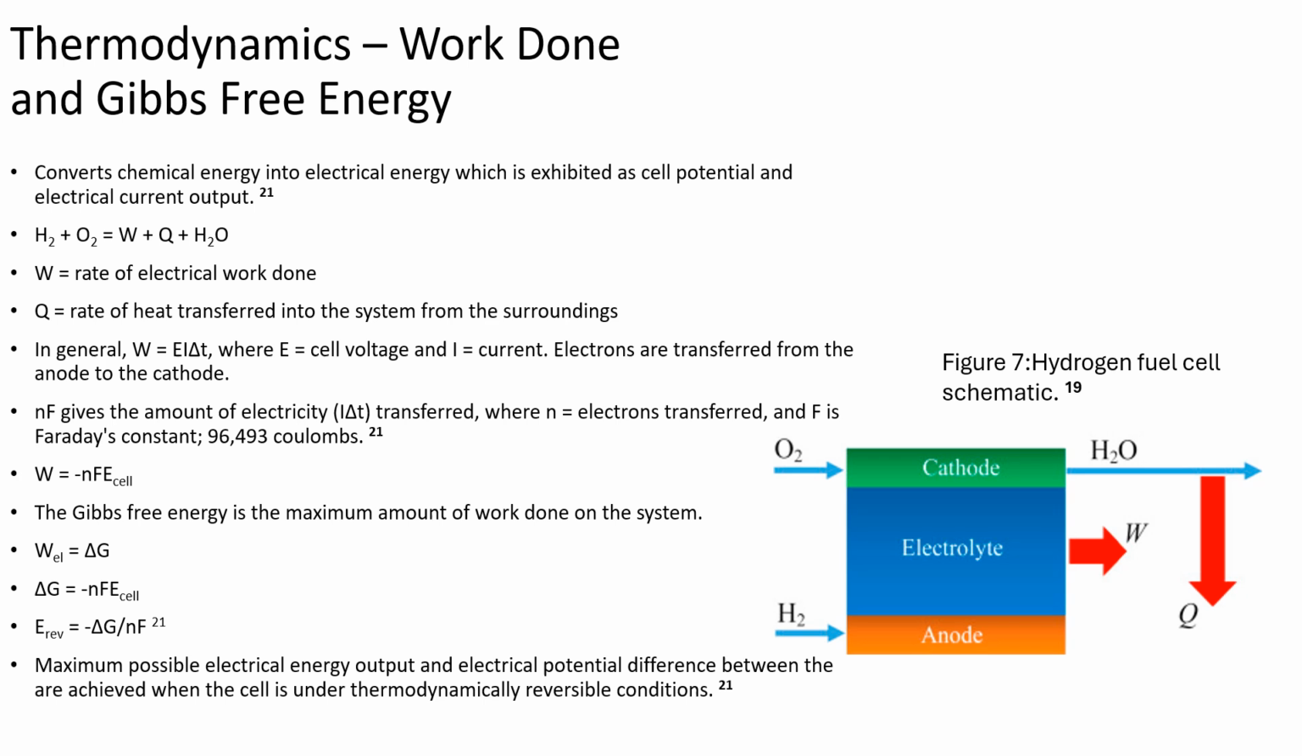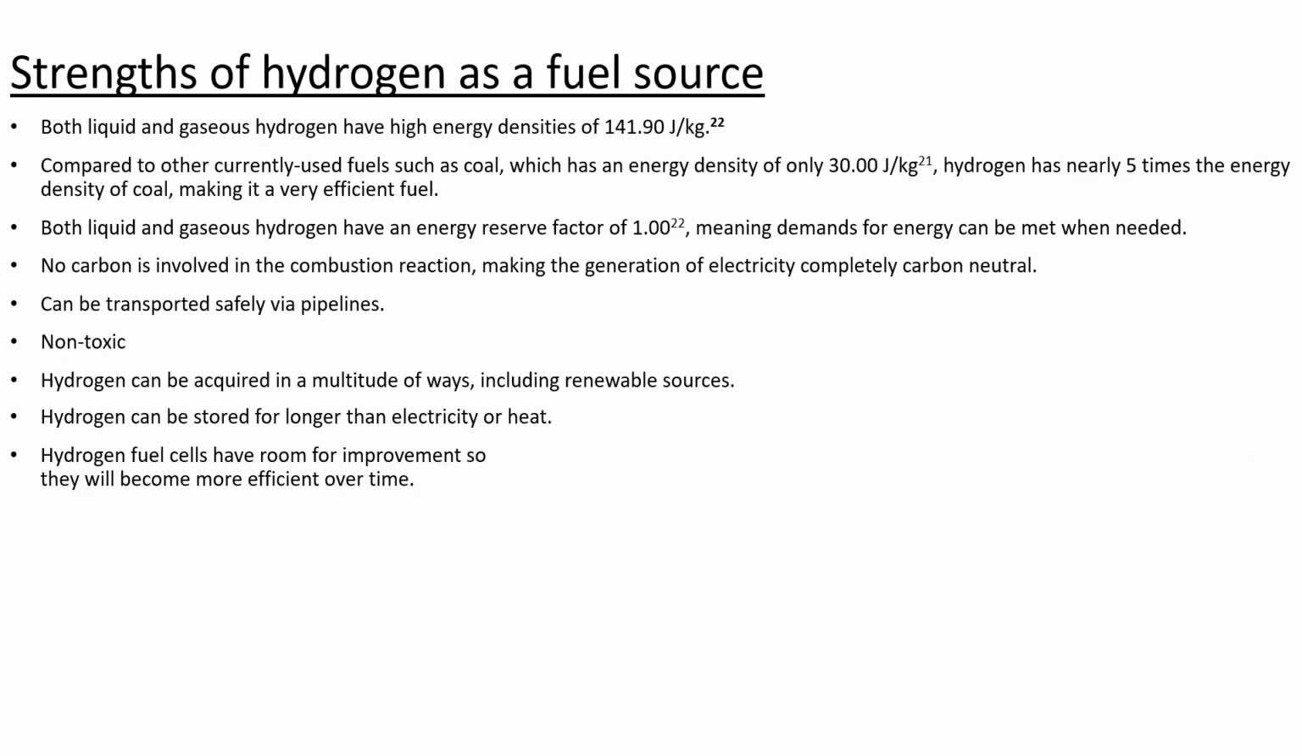In this case, E cell becomes E rev as the highest possible electrical energy output, and the corresponding electrical potential differences between the anode and the cathode are achieved when the cell is operated under thermodynamically reversible conditions.